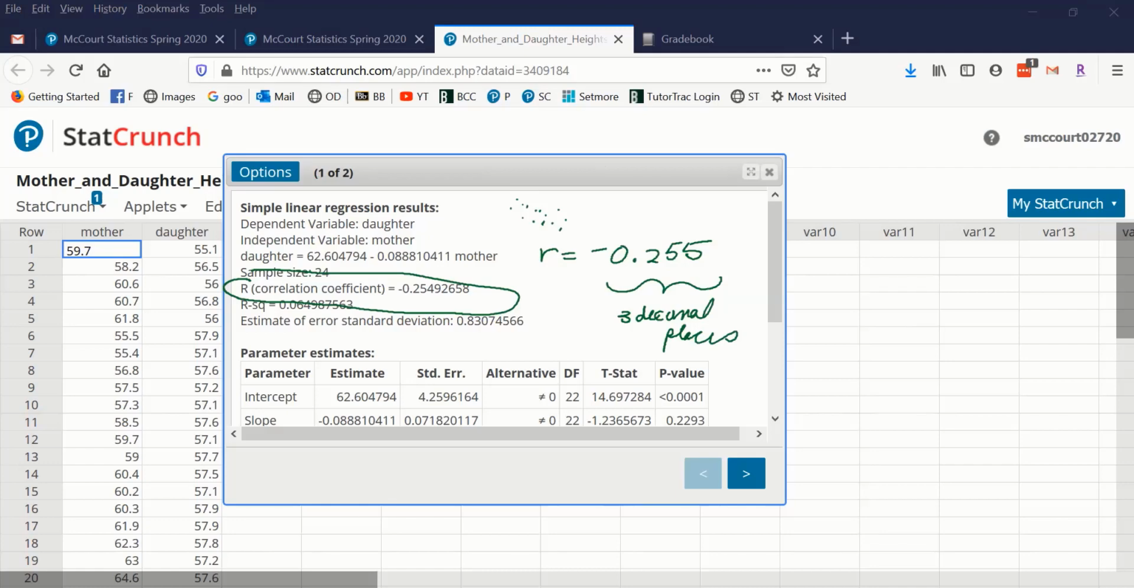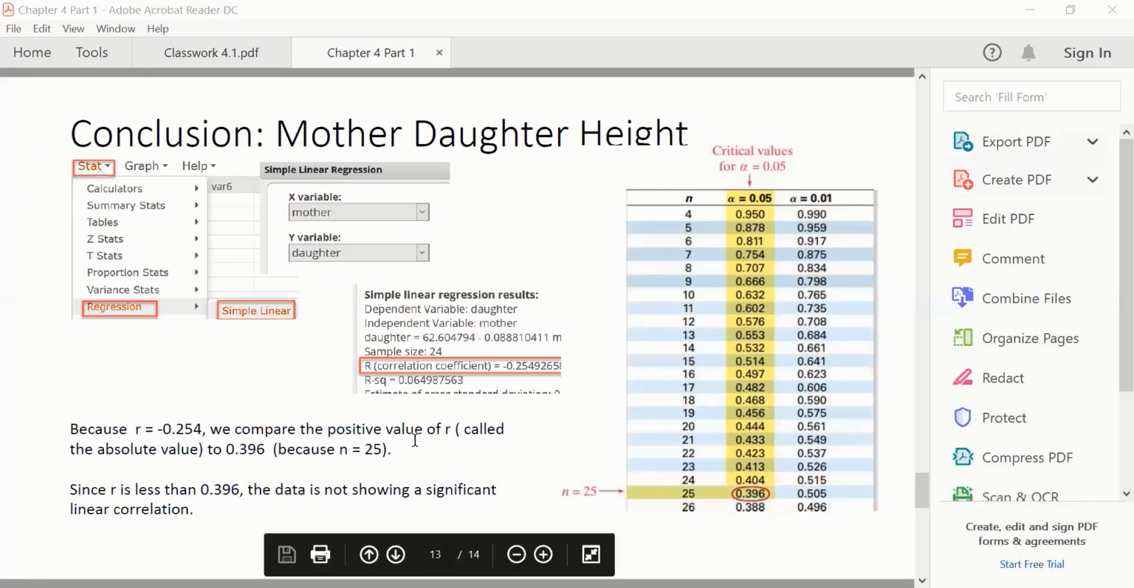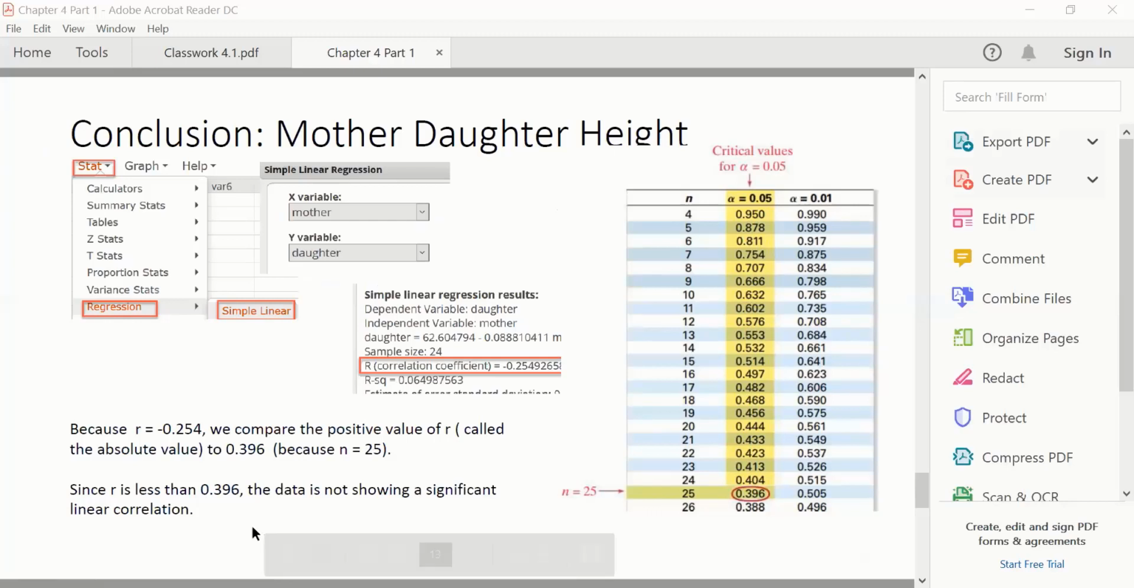So going back to our PowerPoint, we have negative 0.254, and we compare that value of R to 0.396. Because the absolute value of R is less than 0.396, the data is not showing a significant linear correlation. So we say we don't really have a correlation at this point using this data.